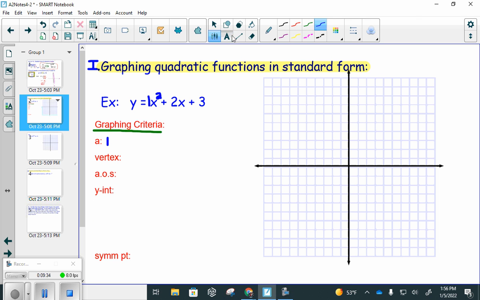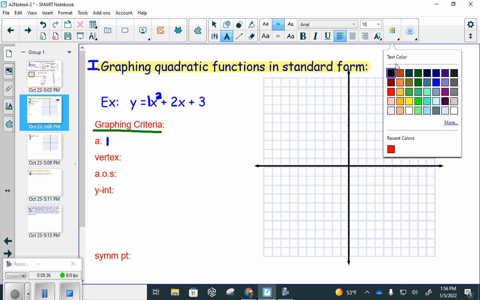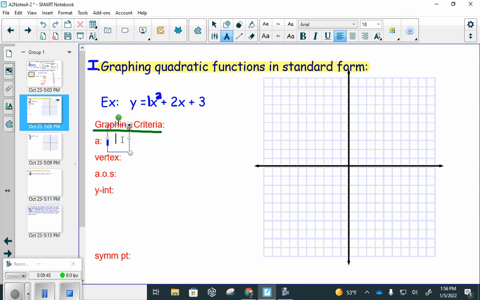And what I would like you to do, as you've done in the past, is to always describe that. So like here, beside the a is 1, you will say opens up, and you're going to say same steepness as the parent. It's positive, so it opens up, and it's just a 1, and so it has the same coefficient of the parent graph, so that's why it's the same steepness.